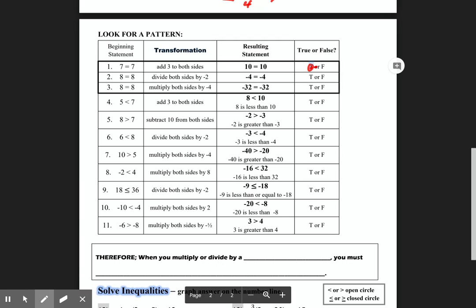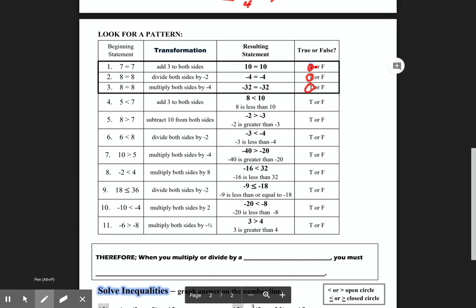Number 2, 8 is equal to 8 is your beginning statement. If we divide both sides by -2, we get -4 is equal to -4, which is also a true statement. Then we have on number 3, 8 is equal to 8, so that when we multiply both sides by -4, we get -32 is equal to -32, which is also a true statement. Now then, those are all equal statements. Now we're going to get into using the inequality.